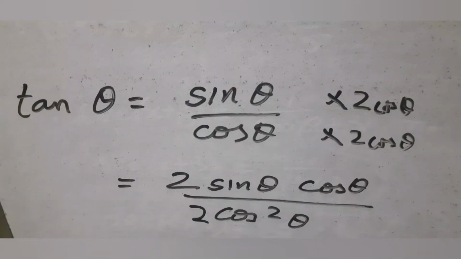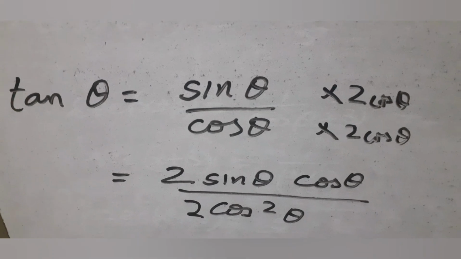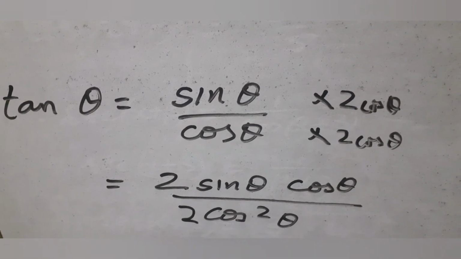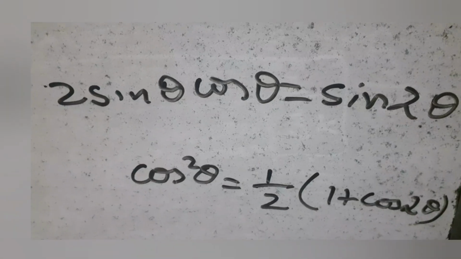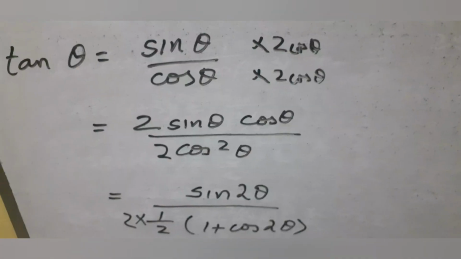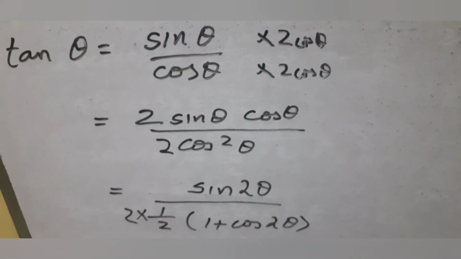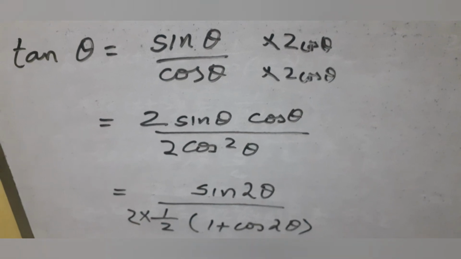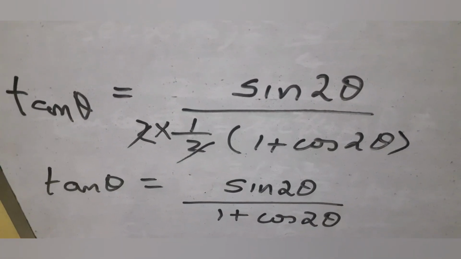Now tan theta is sin theta by cos theta. Multiply numerator and denominator with 2 cos theta. So we get 2 sin theta cos theta by 2 cos square theta. 2 sin theta cos theta is the same as sin 2 theta. Cos square theta can be rewritten as half brackets 1 plus cos 2 theta. So we express tan theta as sin 2 theta by 1 plus cos 2 theta.